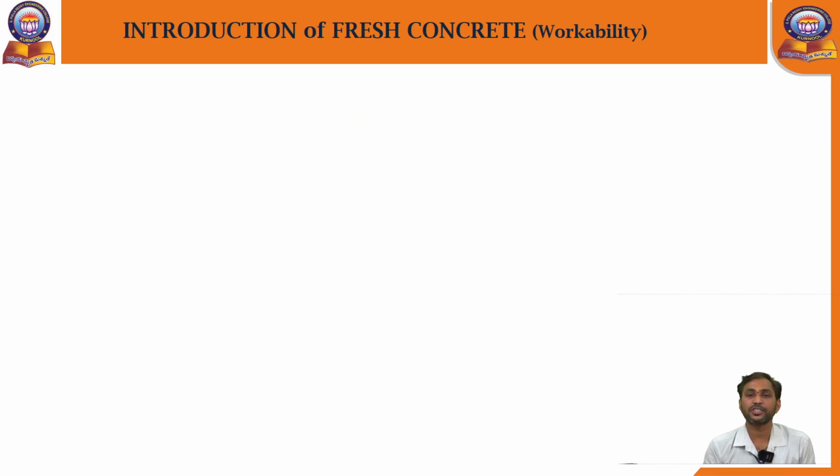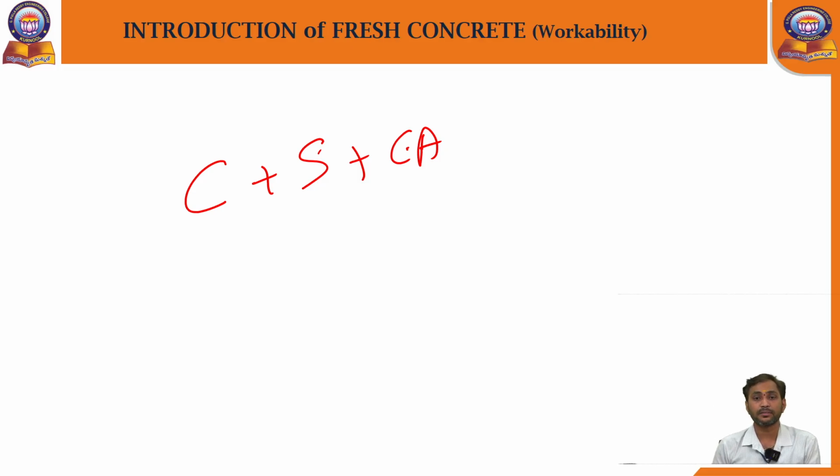First of all, introduction of fresh concrete. First of all, we have to know what is meant by a concrete. In the last lecture videos, we have discussed the main ingredients: lecture number 1, lecture 2.1 and 2.2, lecture 3.1 and 3.2, lecture 4.1 and 4.2. These are the lectures that I have given on cement, admixtures, sand and coarse aggregates. So nothing but cement, admixtures, aggregates. These are the main ingredients that will be mixed in a mixer machine to form a fresh concrete.